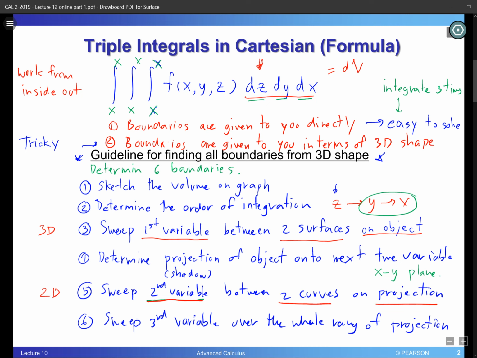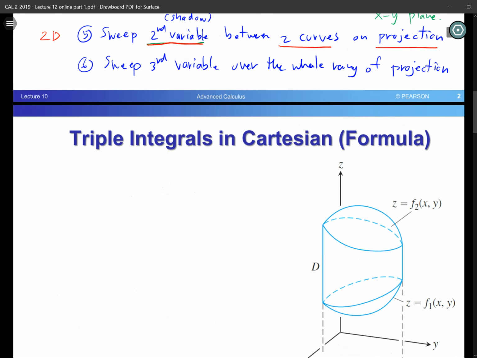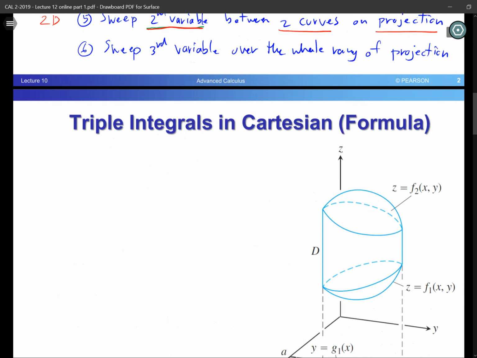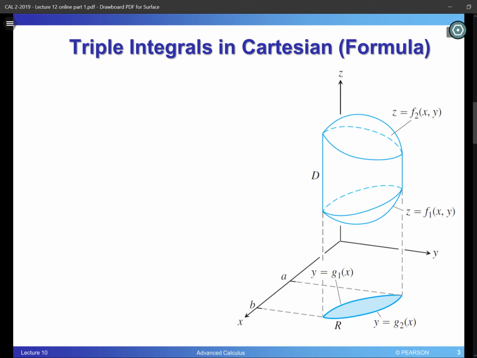Okay, so let's take a look at some illustration about how it's going to work here. What does it mean to sweep between two surfaces? What does it mean to find the projection? And how to sweep the rest of the variables. So let's take a look at this diagram here, and we are going to stick with the same order, dz, dy, dx, on this graph. We are going to find this triple integral. Let's say we want to find the volume of this shape. We are going to use f equal to 1 here, and let's follow this order, dz, dy, dx.